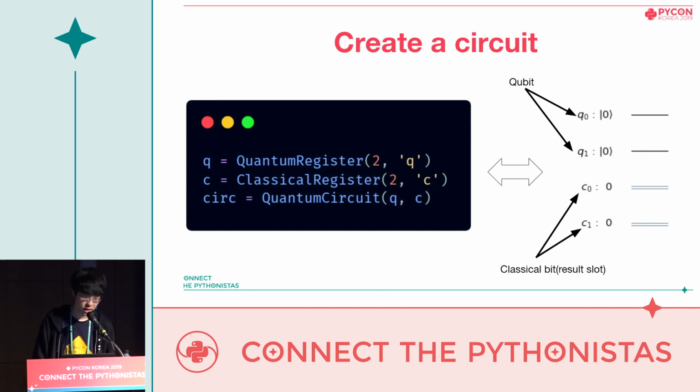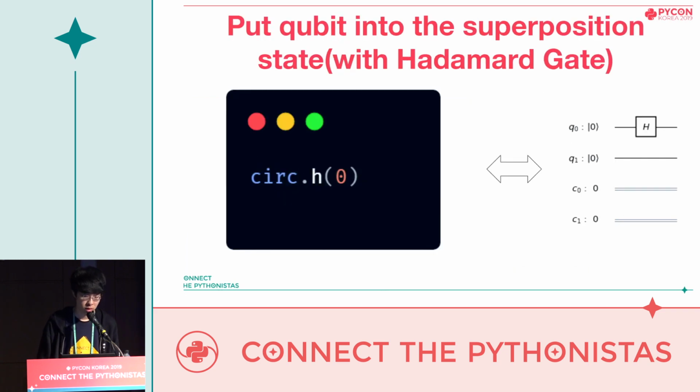In this slide, the 3 lines of code on the left are equivalent to the circuit diagram on the right. Also, don't forget the number of both bits. Each register has 2 bits inside, since I gave them as a parameter.